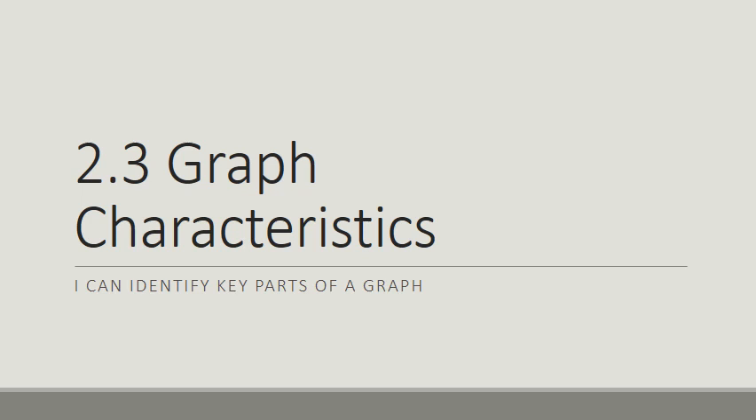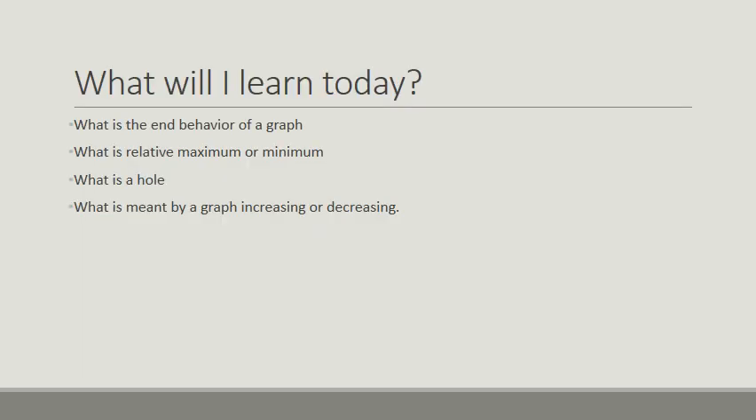Okay, today we're going to look at the characteristics of a graph, and we're going to expand on it a little bit from Algebra 1. So you're going to learn what the end behavior of a graph is, what a relative max and minimum are, what a hole is, and what is meant by a graph increasing or decreasing.